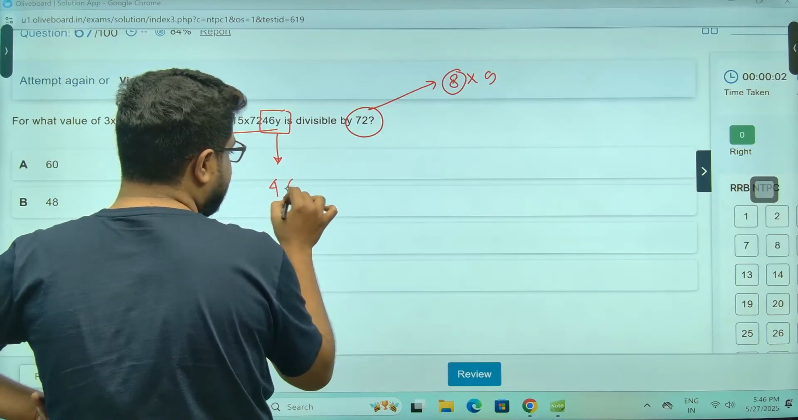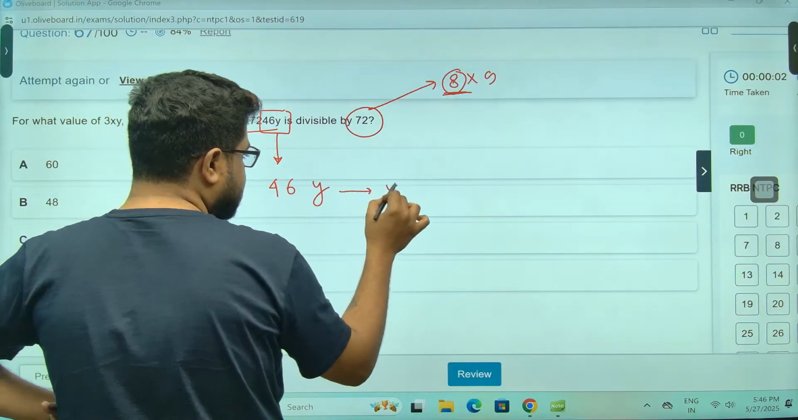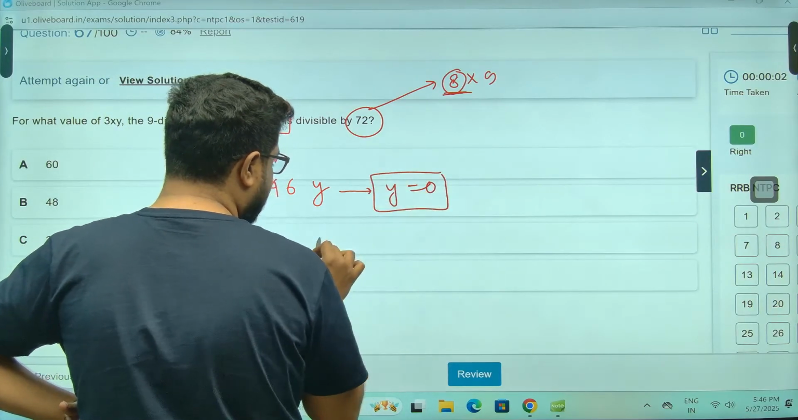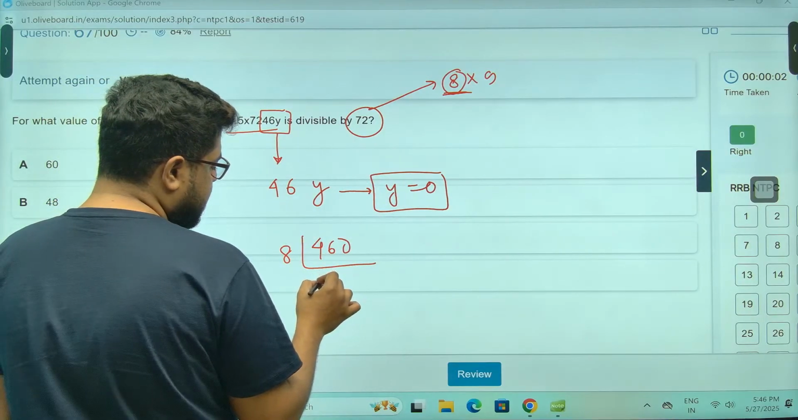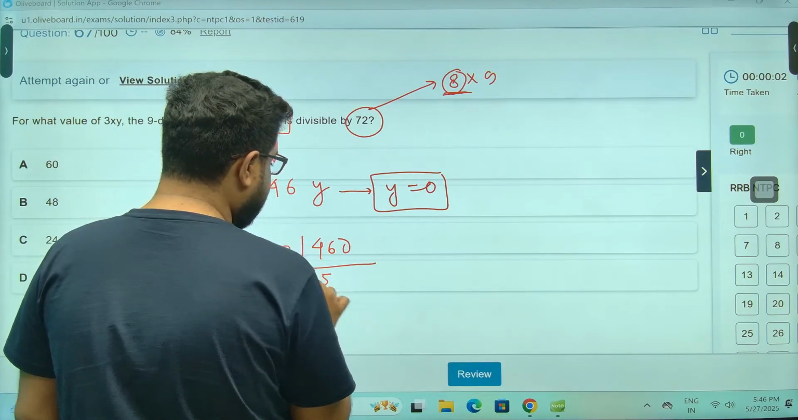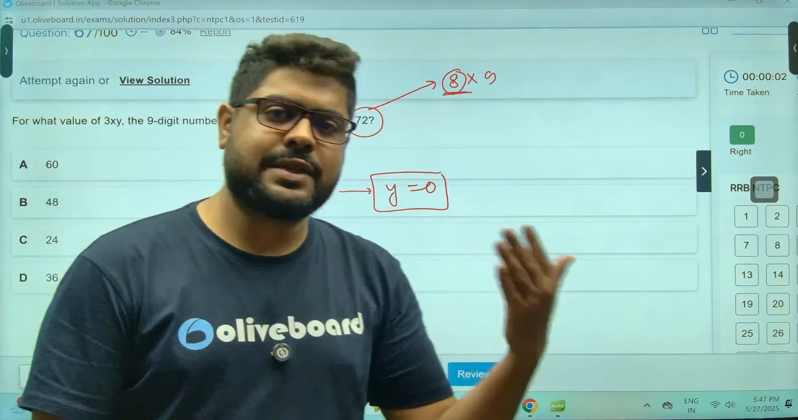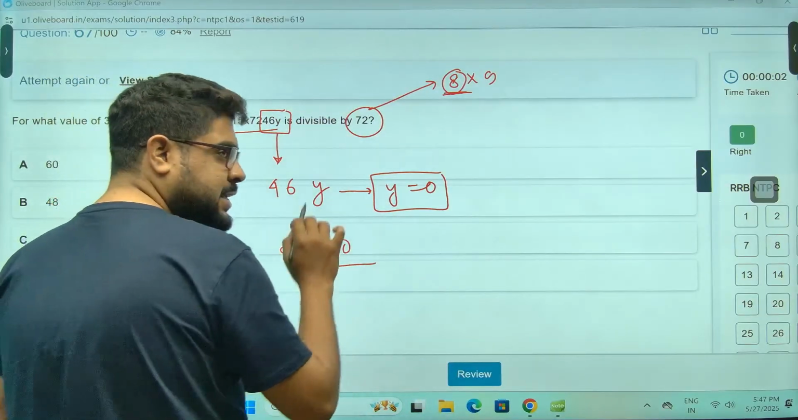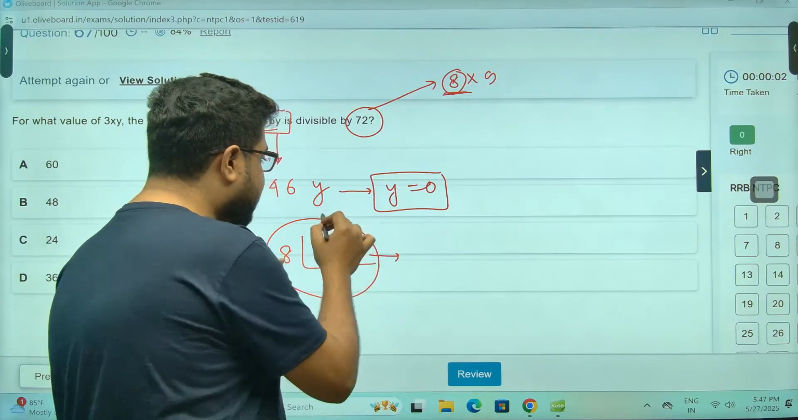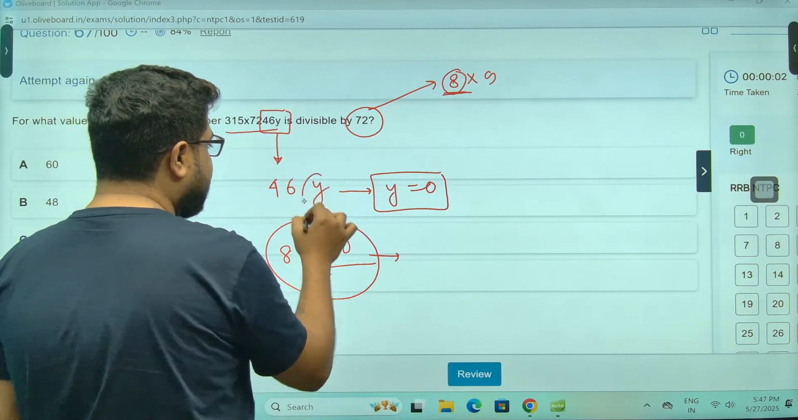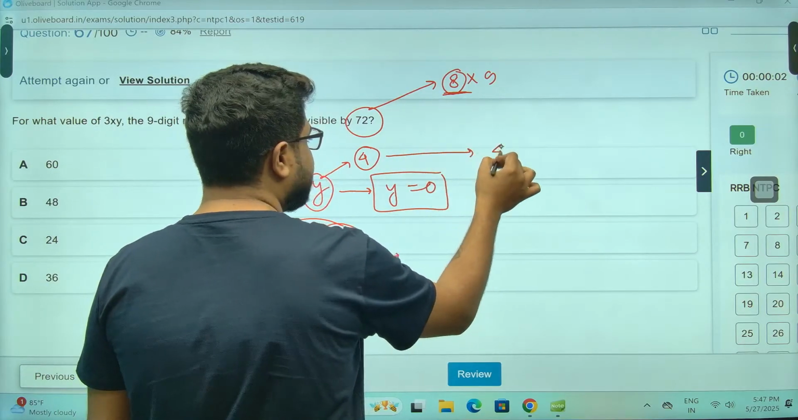So 46y must be divisible by 8. Always start with the lowest value of y, that is 0. 460 divided by 8: 5 eights are 40, then 60 means 64 is divisible. So the least value is 4 more than 460, so 464 is divisible now. That means the y value is 4, the only possible value.